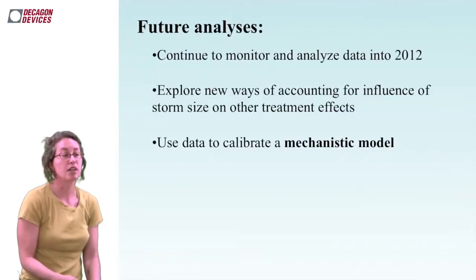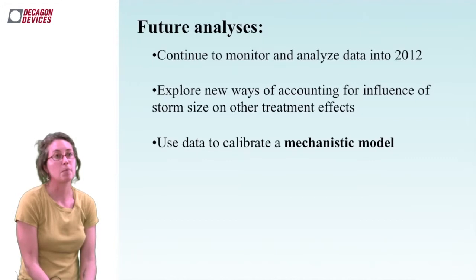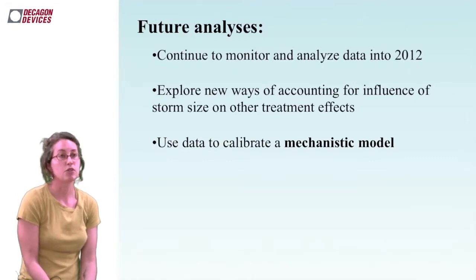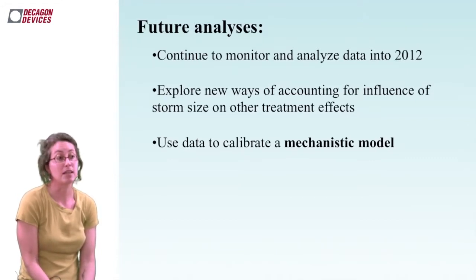So to conclude, it seems like Sedum kamtschaticum, compared to some of the other species, may be a plant species of choice, but we need to go back and confirm that with more experiments. We're going to continue to monitor and analyze these data. In any case, it definitely seems like there is also a plant treatment effect. We're going to explore new ways to account for the influence of storm size on all of our treatment effects.